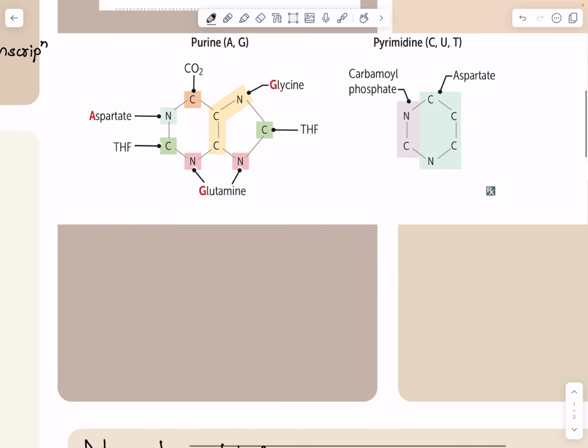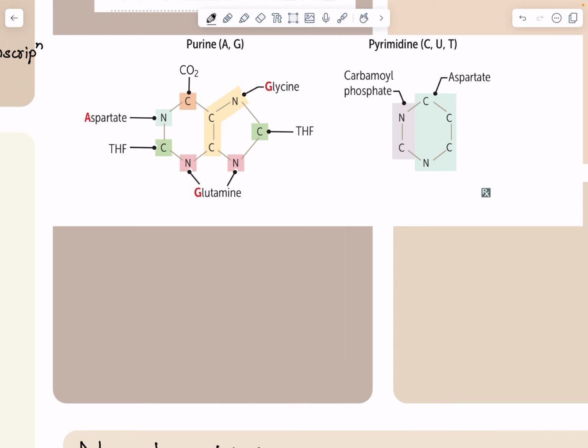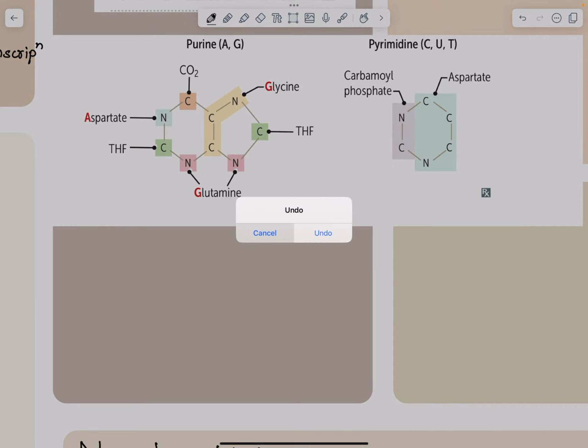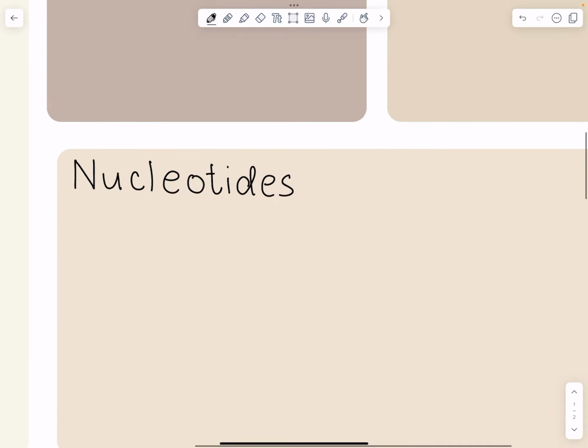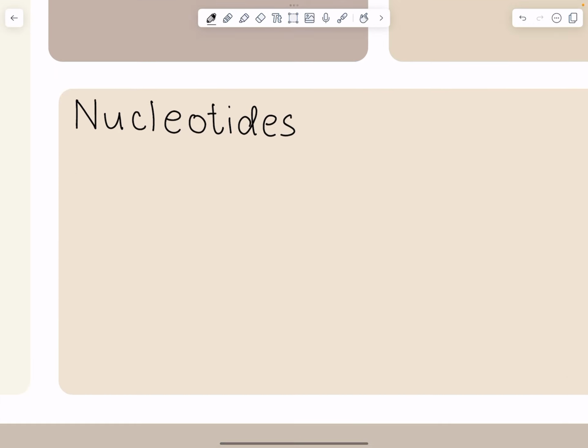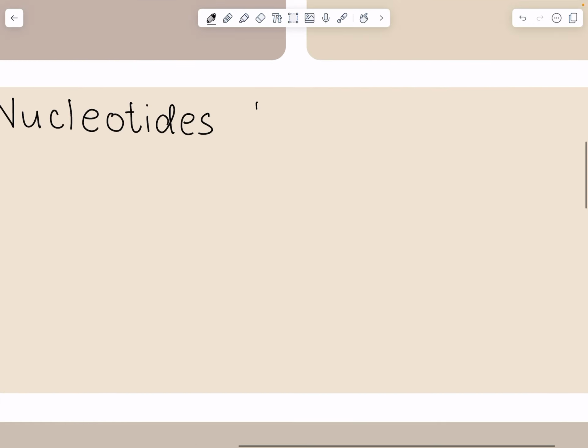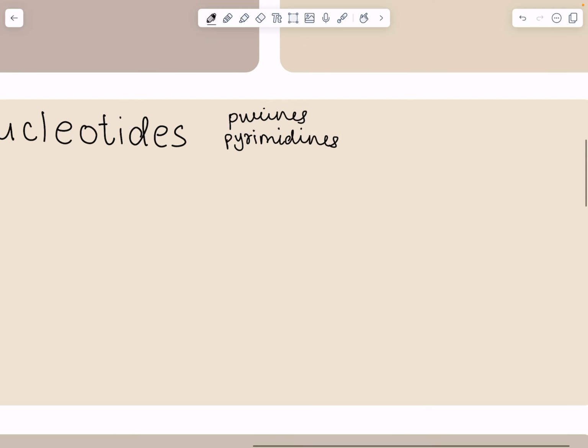Now we'll discuss nucleotides. So what are nucleotides? First of all, there are a few nitrogenous bases present. What are these nitrogenous bases? Purines and pyrimidines. Purines have two carbons in them and pyrimidines have one carbon in them. Purines are adenine and guanine, and pyrimidines are cytosine, uracil, and thymine.